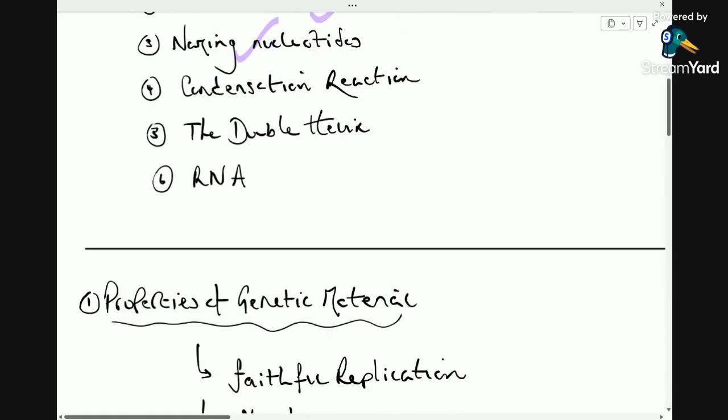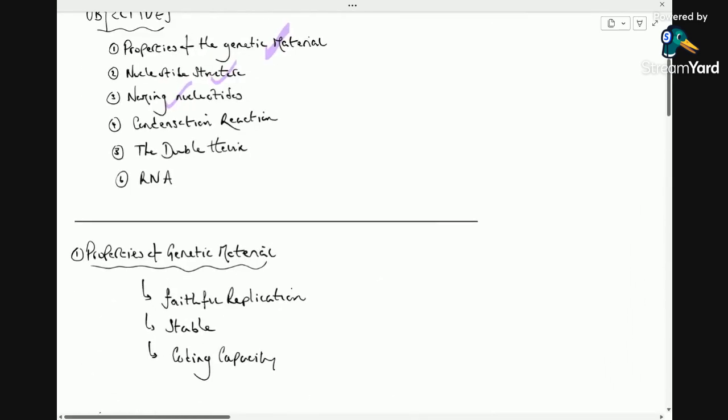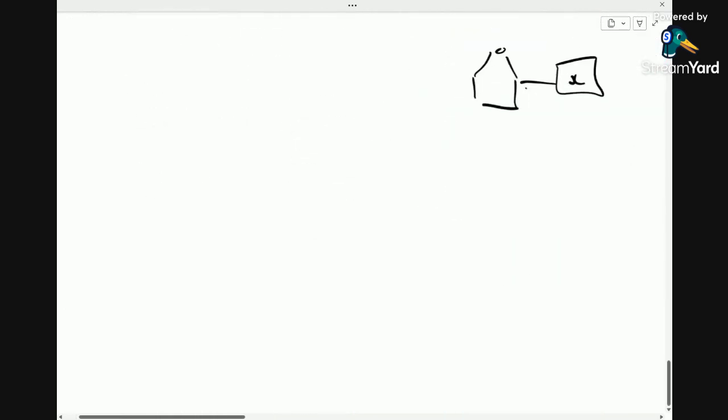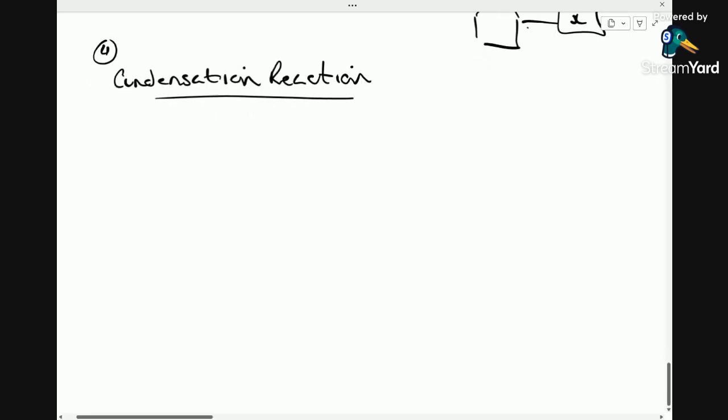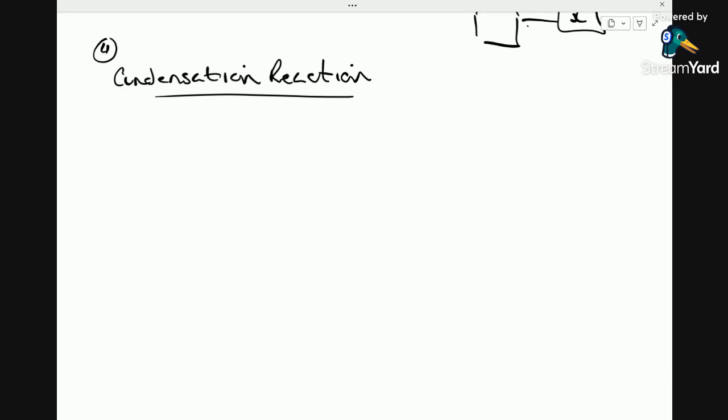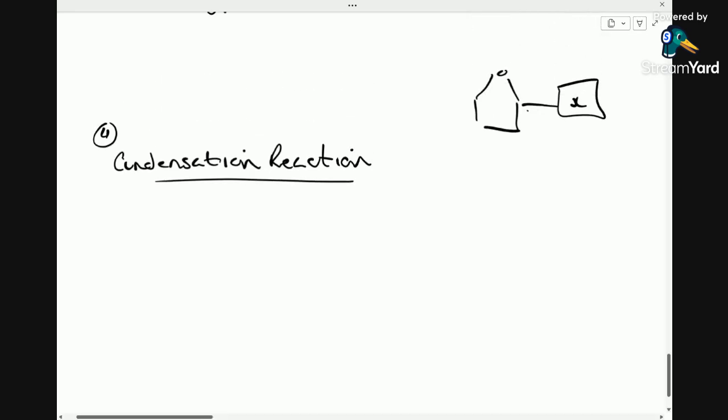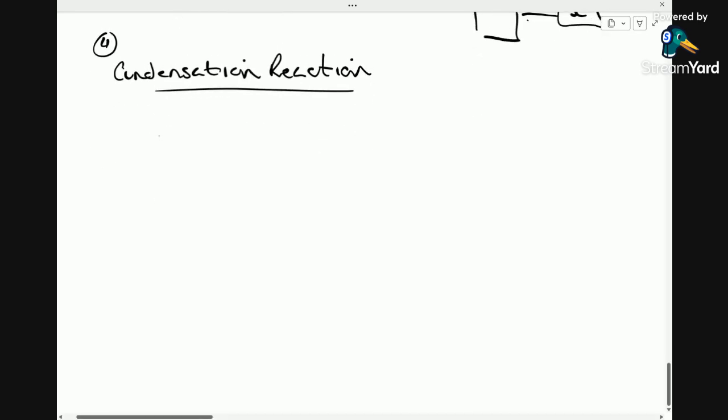The next thing is condensation reaction. So option number 4 is condensation reaction. Putting nucleotides together, essentially. Of course, we've looked at one of these building blocks for DNA, but DNA and RNA, in fact, are both polymers of nucleotides. Therefore, we need to know how to put them together. So, let's just assume I've got a DNA chain. I've got my phosphate here.